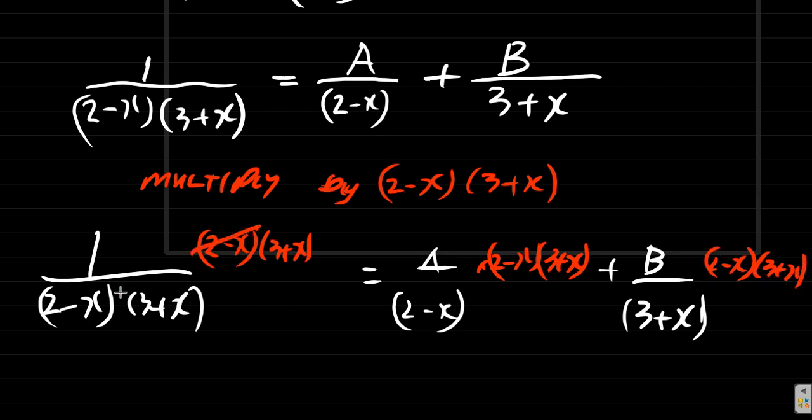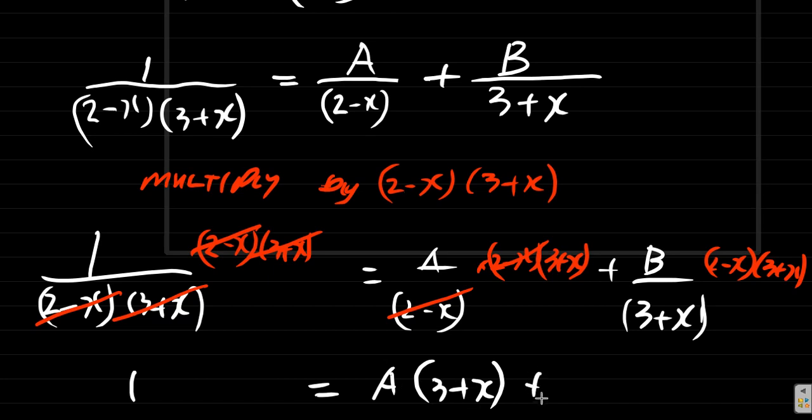2 minus x cancels 2 minus x, 3 plus x cancels 3 plus x. So you're left with 1 equal. What happened here? 2 minus x cancels 2 minus x, so you're left with a times 3 plus x. Make sure you're following. Plus, then 3 plus x will cancel 3 plus x, so what you get is b times 2 minus x. See that?